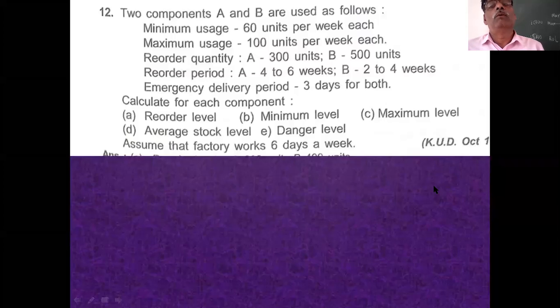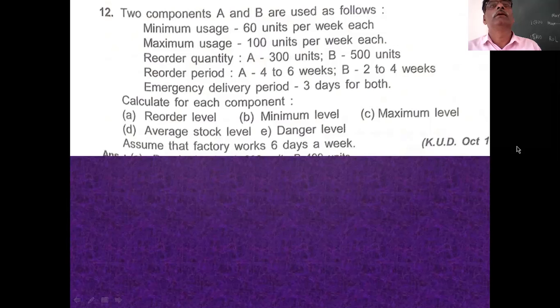Okay. The above information is weekly information, but the danger level, that is emergency delivery period, is in days. So you convert that delivery period into weeks before solving the problem. And if two or more components are given, then you have to calculate the separate minimum, maximum, and average for each component. And then you solve the problem.